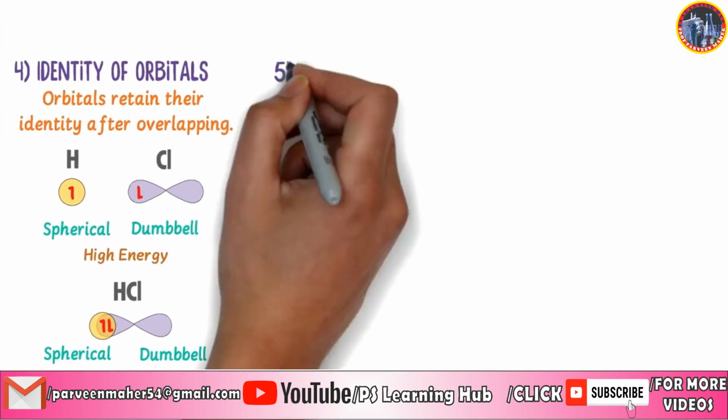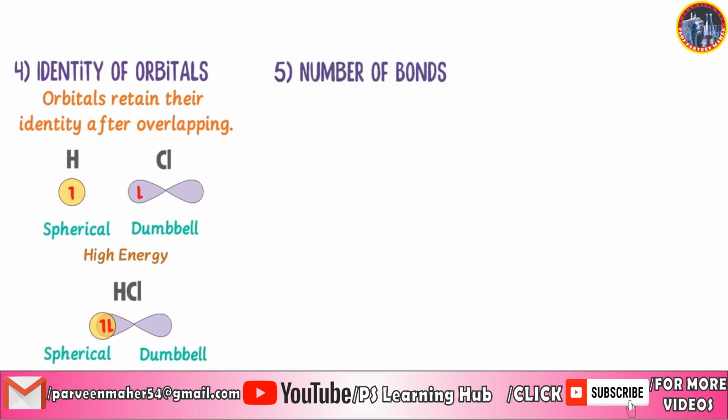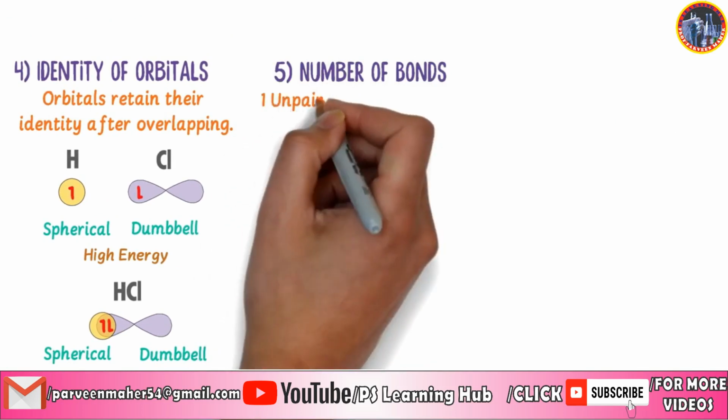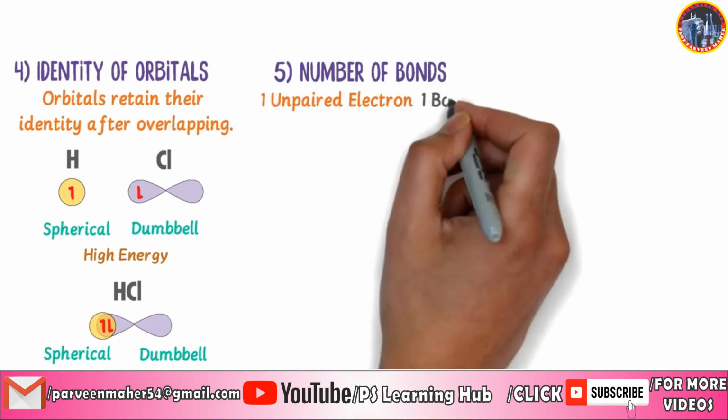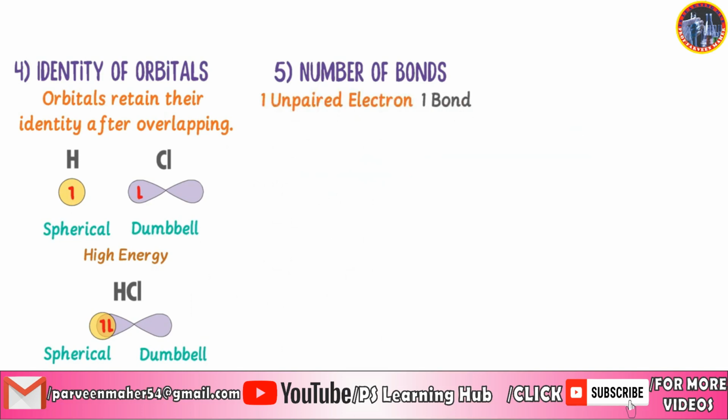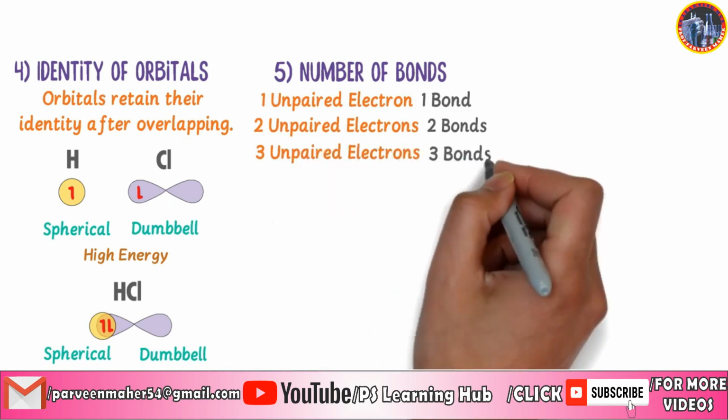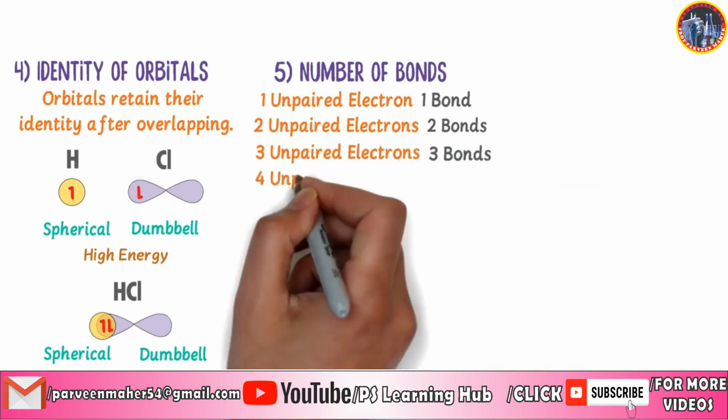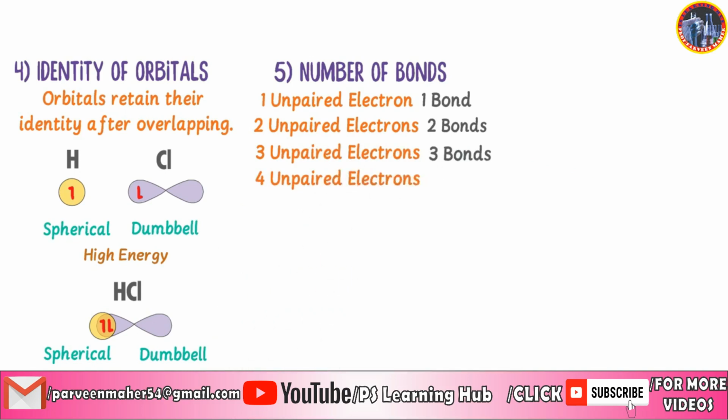The fifth point of VBT is number of bonds. It teaches us if there is one unpaired electron, it will form one covalent bond. If there are two unpaired electrons, it will form two covalent bonds. If there are three unpaired electrons, it will form three covalent bonds. And if there are four unpaired electrons, it will form four covalent bonds.